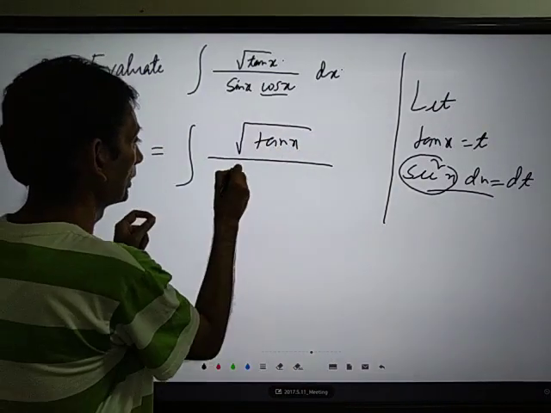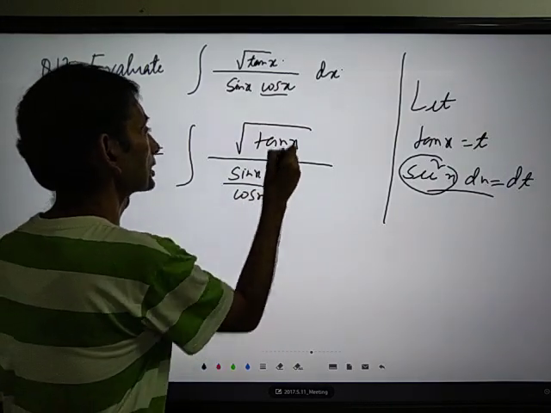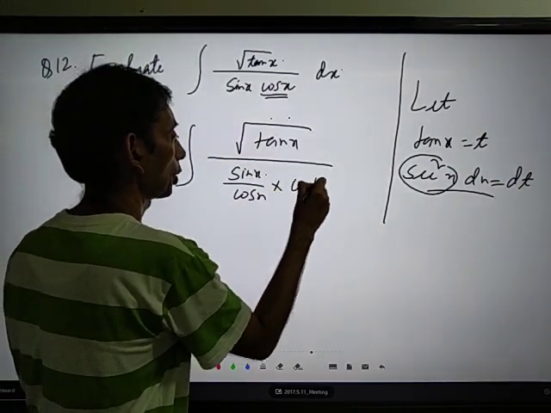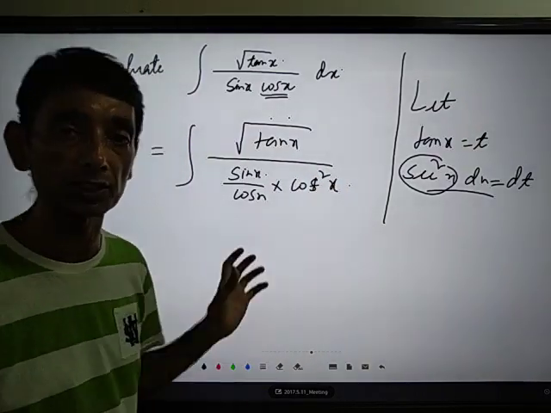So how can you do that? For that, you can divide sin x by cos x. Then you can just multiply by cos x. So it will be cos square x. So I think this step is very important for this question.